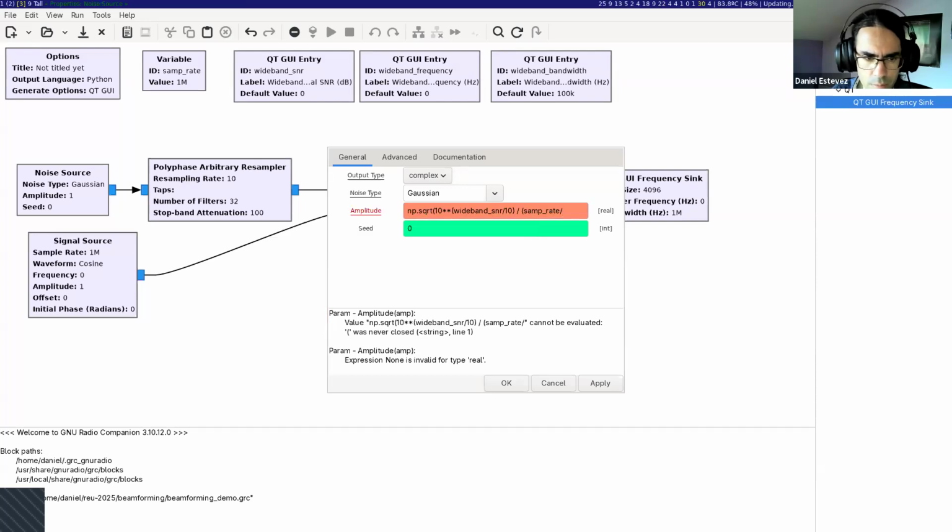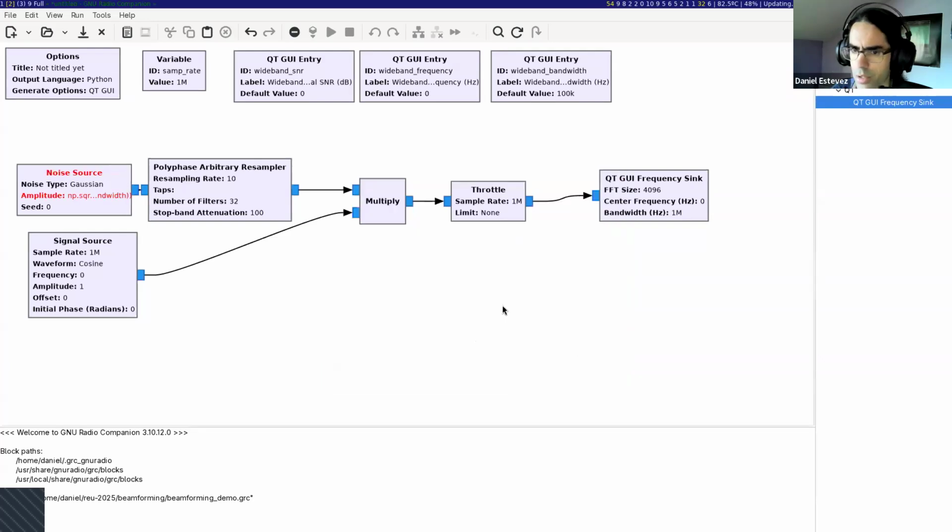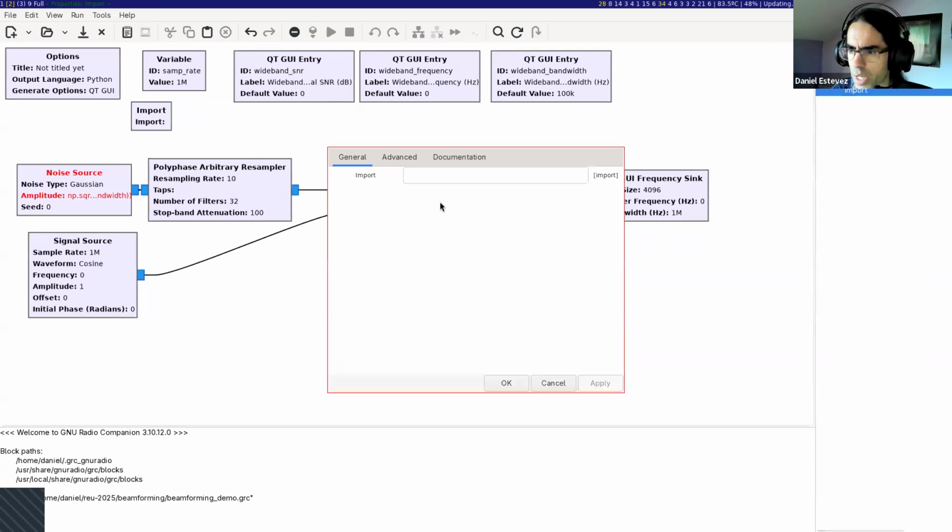Let me see, divided by sample rate, divided by wideband bandwidth, like so. And I need to close parentheses properly. So let me see, do I need an additional parentheses? No, the problem is that numpy is not defined, but I think I have the right number of parentheses. Okay, so let's import numpy. And then I can go back to this formula.